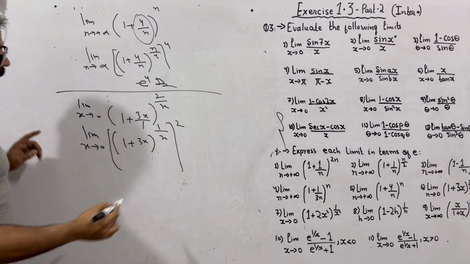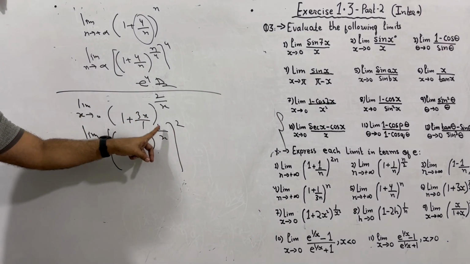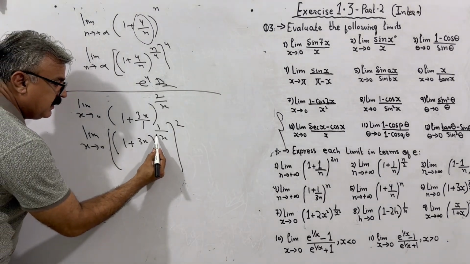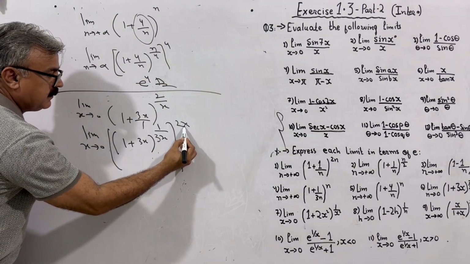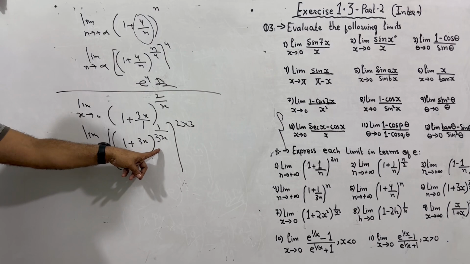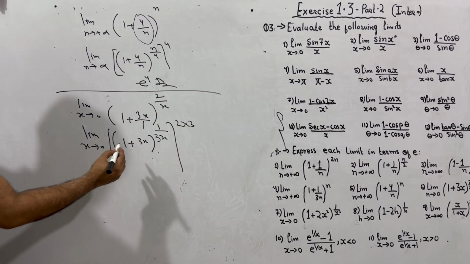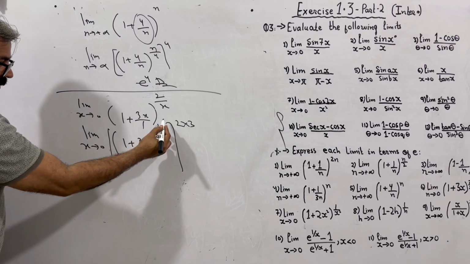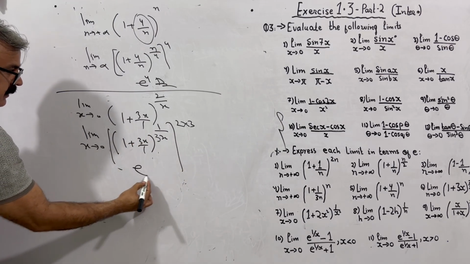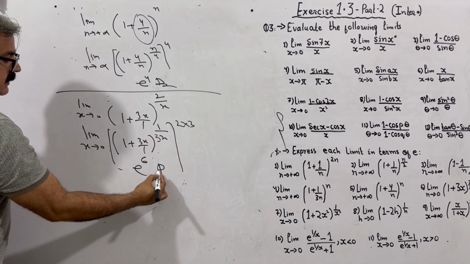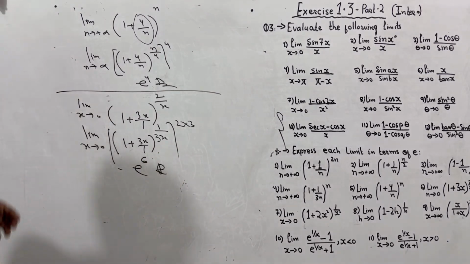2 over x can be written as 2 times 1 over x. There is a deficiency of 3, so divide as well as multiply by 3. There is 3x, and there is 1 over 3x. It's equal to E raised to 2 times 3, which is 6. E raised to 6 is our answer in that case.